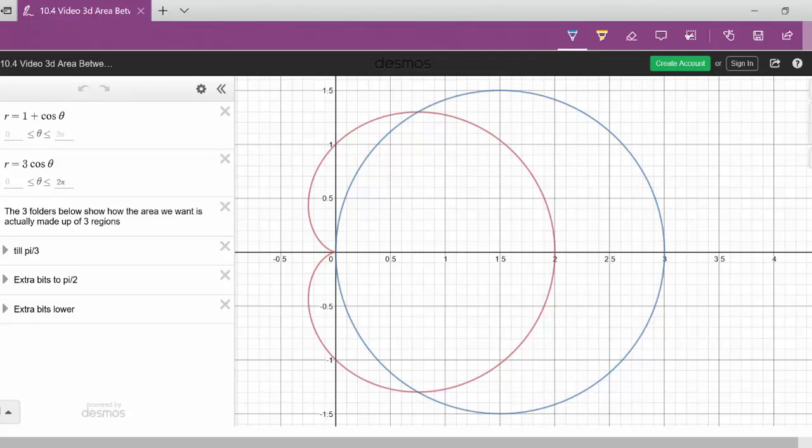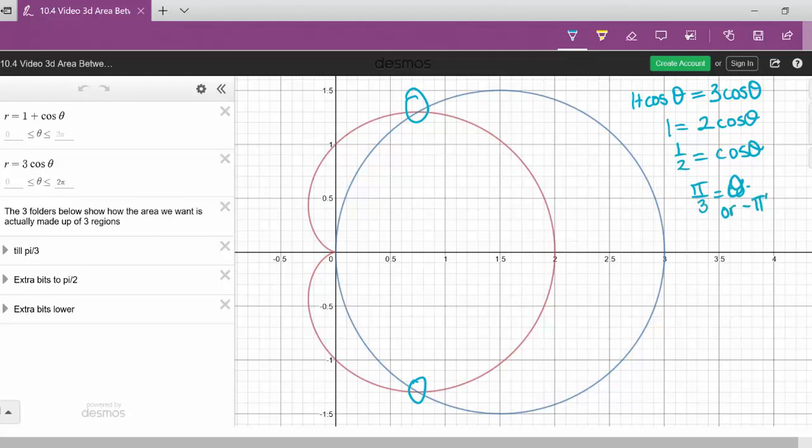So recall that we might want to know these 2 points of intersection. We have the curve 1 plus cosine theta. We want to know when it is equal to this curve 3 cosine theta. I'm going to subtract a cosine over, so we get 1 equals 2 cosine theta, and therefore 1/2 is cosine of theta. And I recall the angle whose cosine is 1/2 would be pi over 3. That also will be true for negative pi over 3. So I now know that these 2 points of intersection are positive and negative pi over 3.